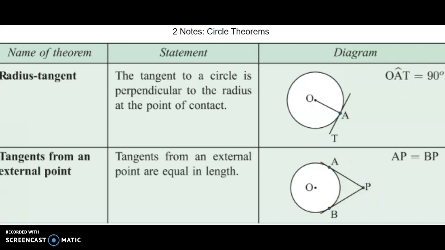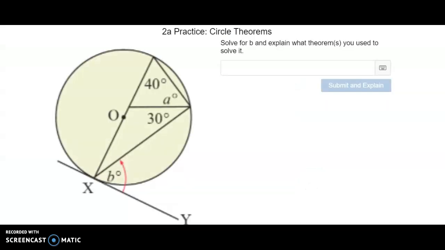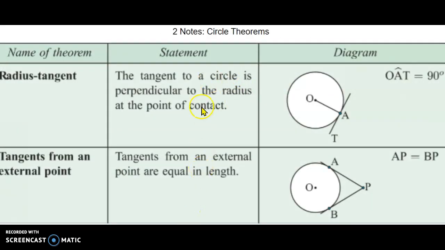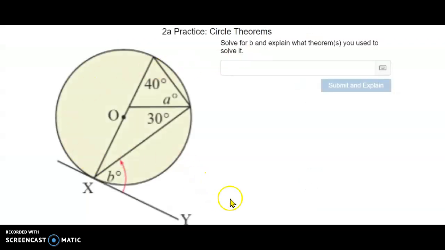One more thing I want you to recognize: when I'm writing this statement, AP equals BP, notice that the P is the second letter, right? Because it needs to be in that order, because we're saying AP and BP are equal. Make sure that it's in that order. Okay. All right, so you get to practice with those two theorems to solve these problems.